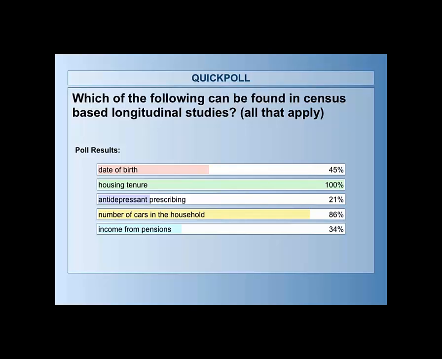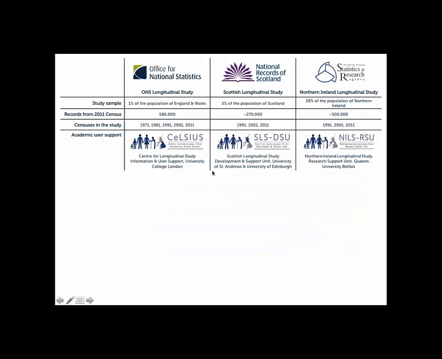Housing tenure we have from the census. Number of cars in the household we have from the census as well, and we actually have antidepressant prescribing in Scotland and in Northern Ireland from NHS records, which can be linked into the census data, and I'll tell you a bit more about that in a second. Unfortunately, we don't have income from pensions. That was a bit of a trick question there.